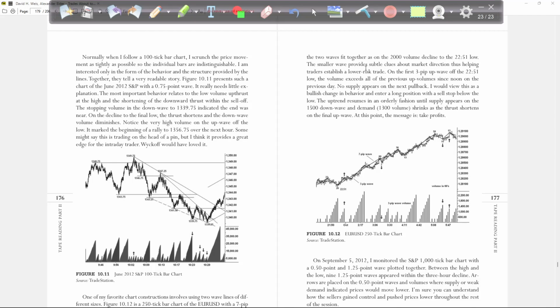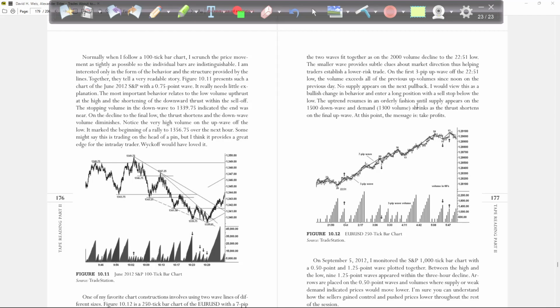The smaller wave provides subtle clues about market direction, thus helping traders establish a lower risk trade. On the first three pip up wave of the 2251 low, the volume exceeds all of the previous up volumes since noon on the previous day. No supply appears on the next pullback. I would view this as a bullish change in behavior and enter a long position with a sell stop below the low.